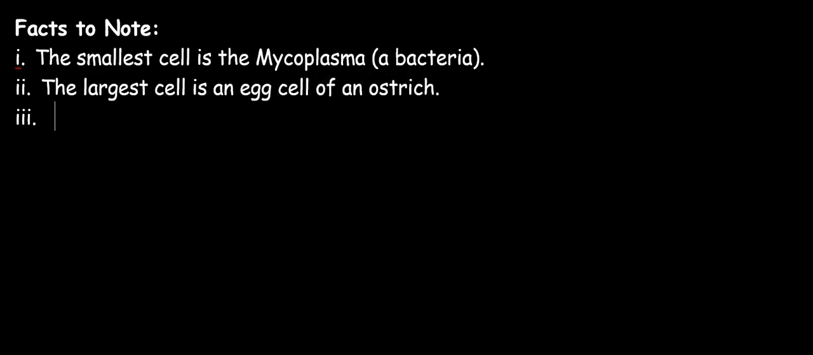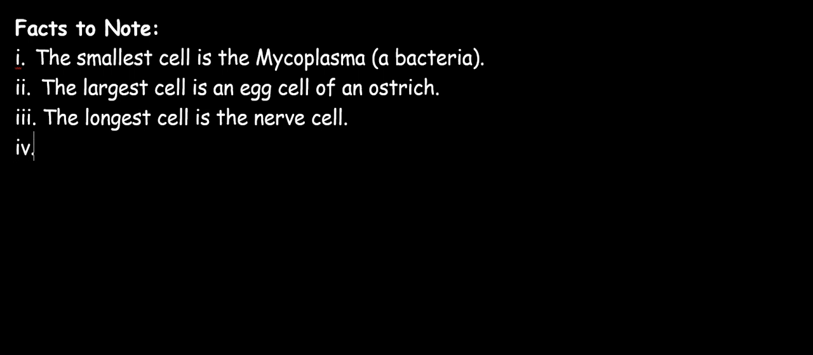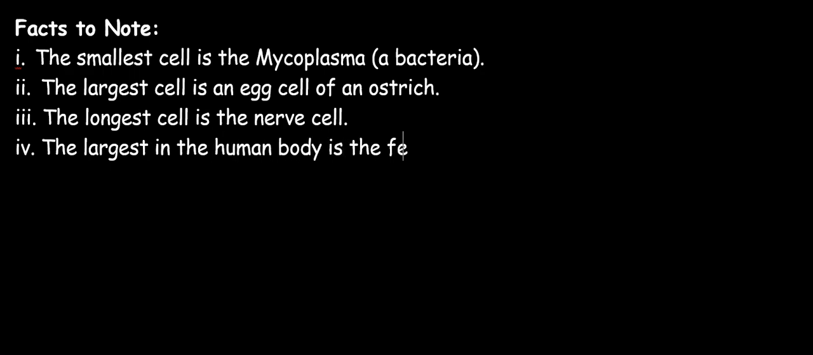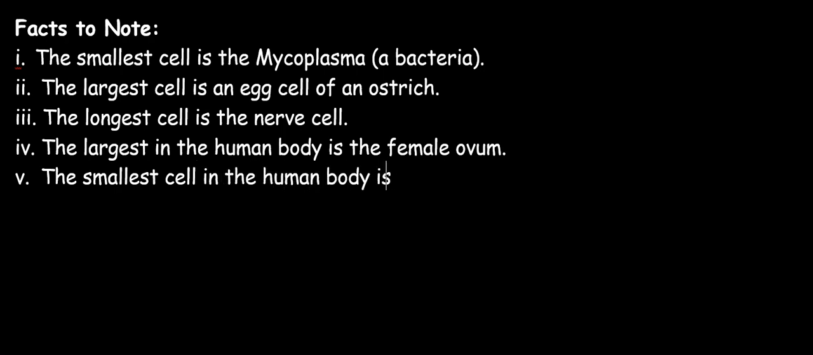Thirdly, the longest cell is the nerve cell. Fourthly, the largest cell in the human body is the female ovum. And lastly, the smallest cell in the human body is the male gamete, and that is the sperm cell.